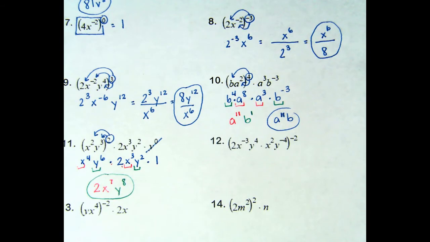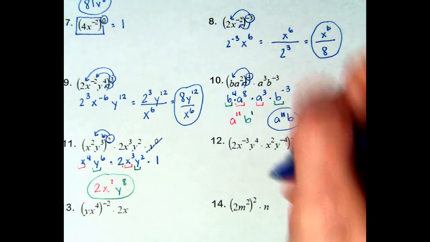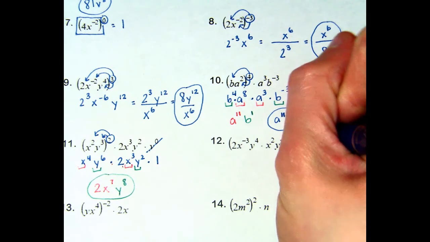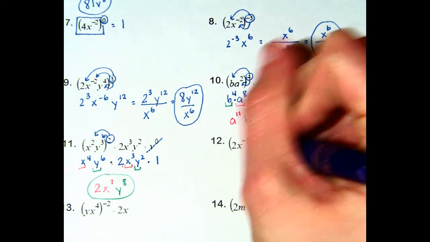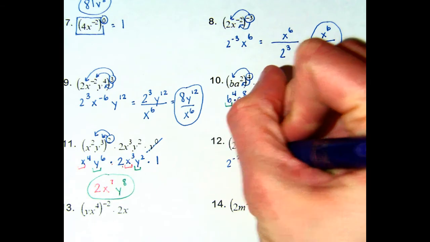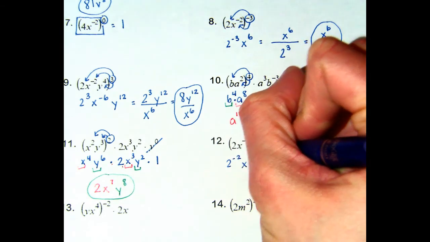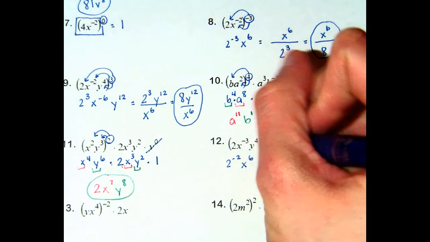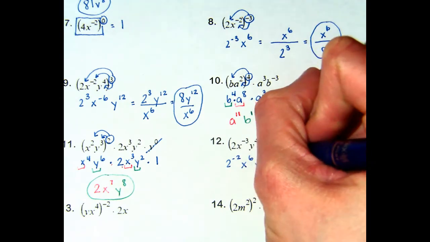Number 12 is a lot, and we might not have enough room. We'll figure it out. But negative 2 has to go to everything. 2 to the negative 2. X to the positive 6. Negative times a negative is positive. Y to the negative 8.